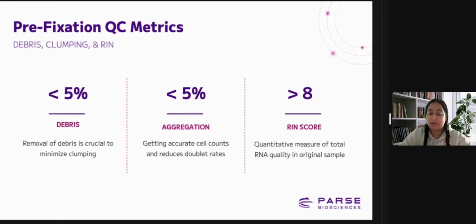We don't want cells aggregating to each other, so removing debris helps ensure that doesn't happen. Same thing with aggregation: we don't want to increase our doublet rate. We want to keep our doublets down. We don't want two cells getting barcoded with the same barcode. We want to ensure that each cell gets its own barcode. So we're going to try to aim for less than 5% aggregation.